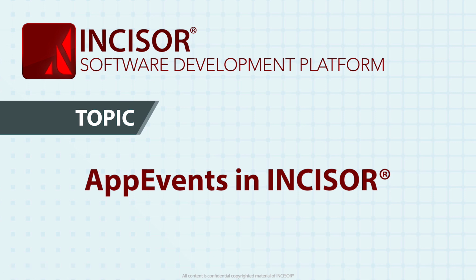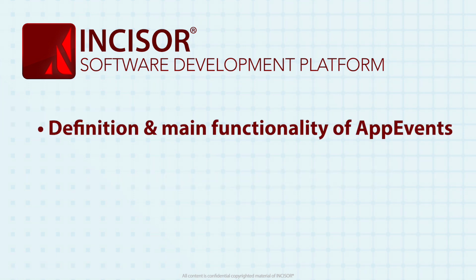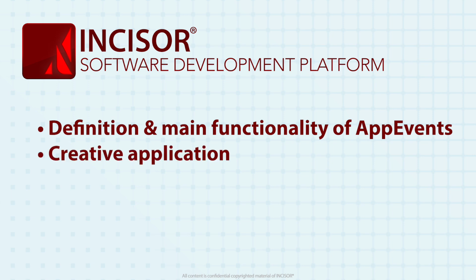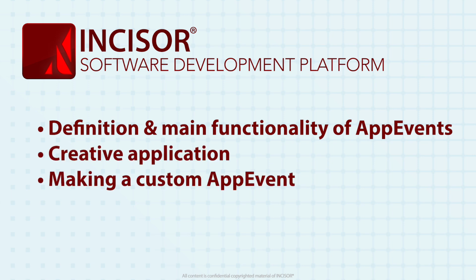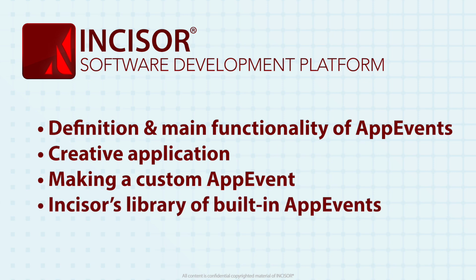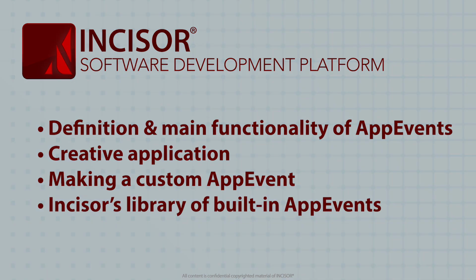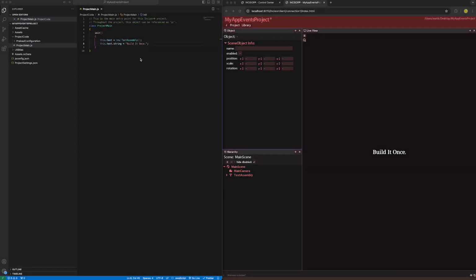In this tutorial, we will cover what an app event is and the main functionality of AppEvents, creative application of some built-in app events, how to make a custom app event, and a brief look at Incisor's library of built-in app events. An app event is a type of object that can execute a callback function when triggered by a given type of event.